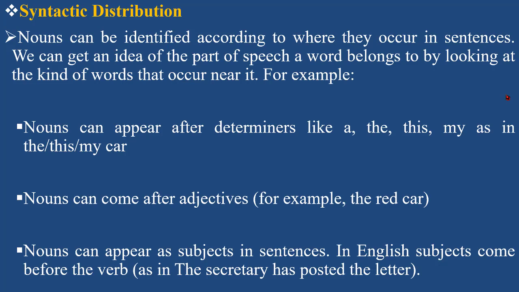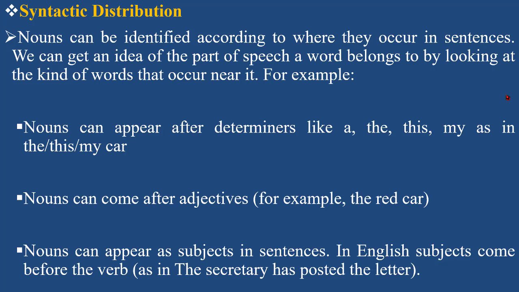For example, nouns can appear after determiners like a, the, this, my, as in this car, my car. So we can say the car, this car, my car. So this position in which car occurs helps us to determine that car is a noun. Okay, it occurs after the determiner.